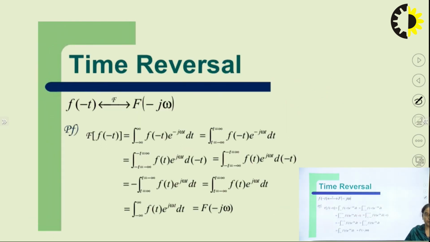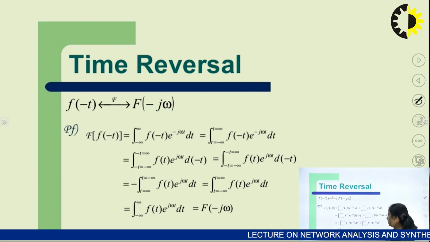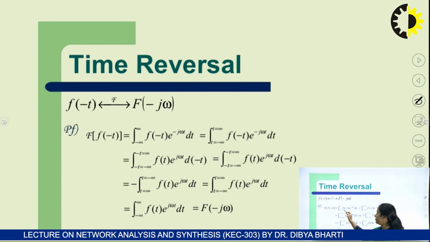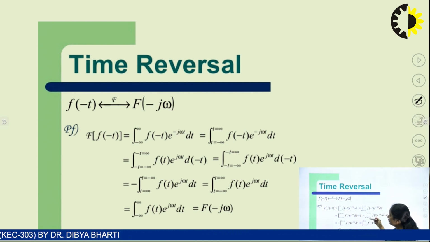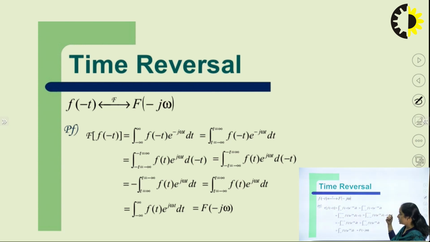So next is the time reversal. Here proof is already shown here. So Fourier transform of f(t) is F(jω), then Fourier transform of f(minus t) is F(minus jω). So this is the way we can prove this. Okay, so Fourier transform f(minus t) is written over here. So now what you can do, you can assume minus t as another variable and then limits will be changing only. So ultimately you will receive this. Okay, so this proof is already given here.